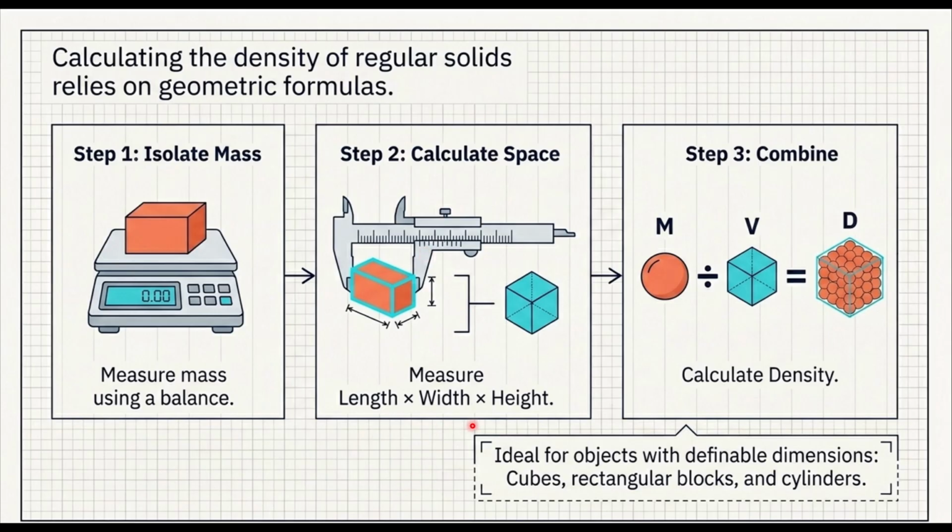Then, calculate the volume using the appropriate geometric formula, right? So you'll have to use the formula. Mass divided by volume will give you density, right? Finally, divide the mass by volume. That is what we have to do. So these methods work well for cubes, rectangular blocks, cylinders and spheres because their dimensions can be measured accurately.